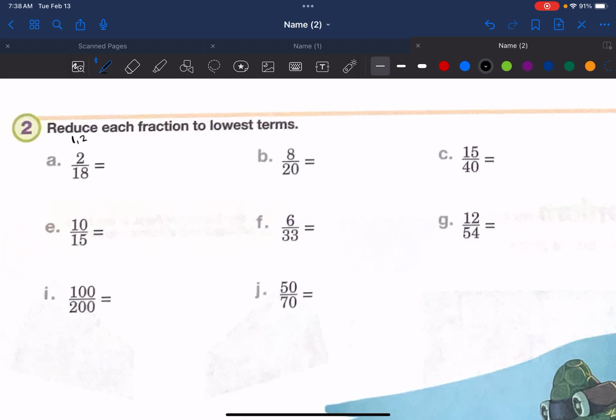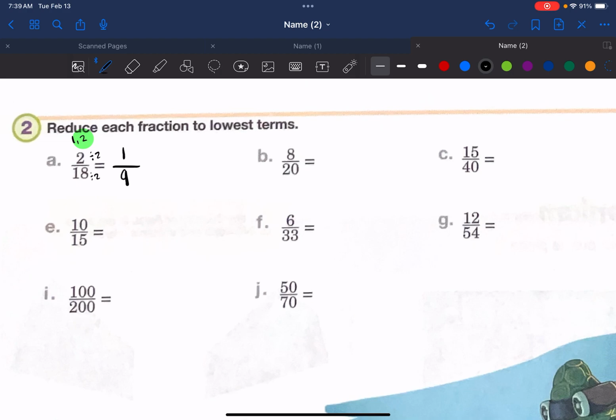So what I would recommend doing, list out your factors of the smallest number. Okay, so the numerator. Out of 1 and 2, we never use 1. So that means for this one, I'm going to divide both of them by 2. So 2 divided by 2 is 1. 18 divided by 2 is 9. So my fraction reduced to the lowest possible terms is 1/9. And I know that's the lowest because we cannot get any lower than 1.